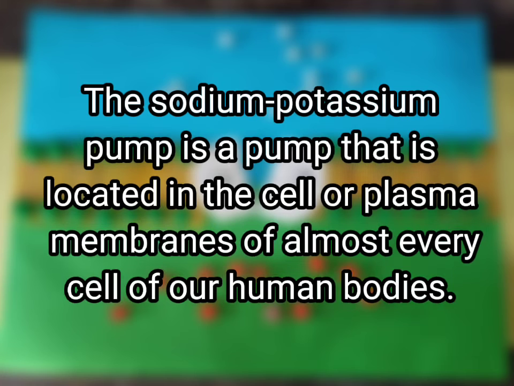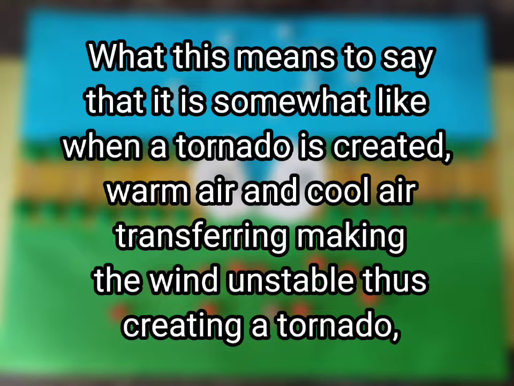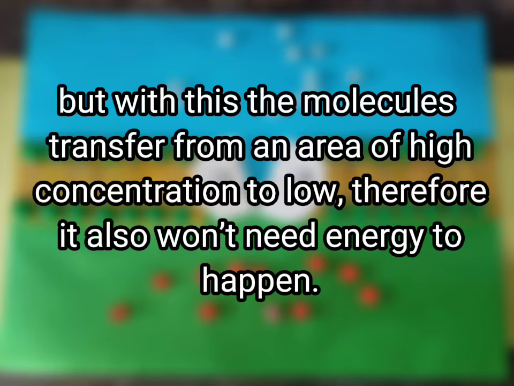The sodium-potassium pump is located in the cell or plasma membranes of almost every cell of our human bodies. What this means is that it is somewhat like when a tornado is created, warm air and cold air transferring, making the weather unstable, thus creating a tornado. But with this, the molecules transfer from an area of high concentration to low. Therefore, it also won't need energy to happen.